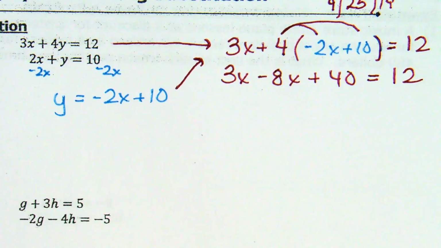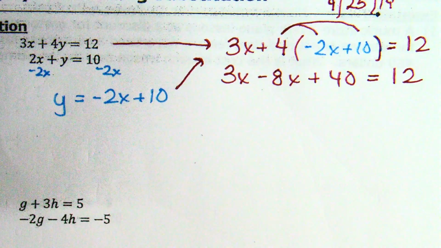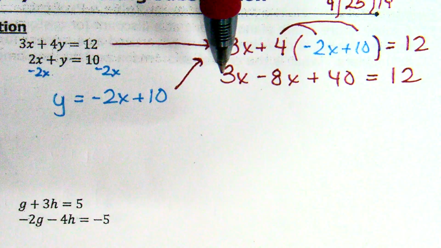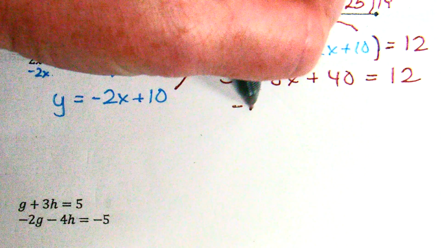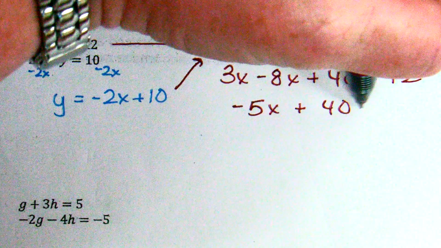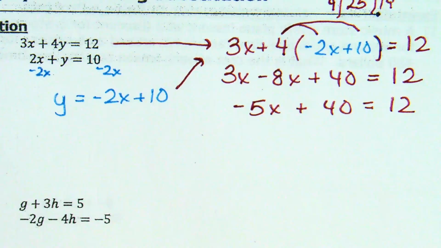Ethan said distribute. Somebody else, what am I doing next? Okay, Dietrich says like terms. 3x minus 8x. What do we know about 3x minus 8x? Negative 5x, still plus 40, still equals 12. Notice I'm writing down my steps every time.